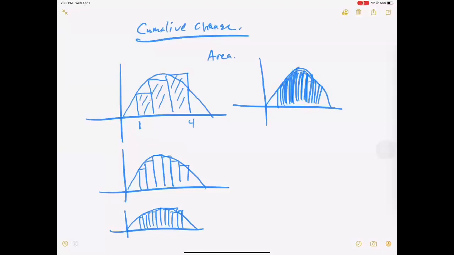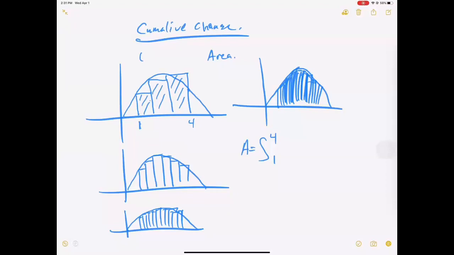Now, how many rectangles would that be? Would that be 100? Would that be 1,000? And as I mentioned before, infinite means pretty much unmeasurable. Now, do you really want to do the work for that? The answer is no, of course not. Who wants to do that? So the trick is this. When you want to find the area, you take it from 1 to 4. We take the integral of our equation.